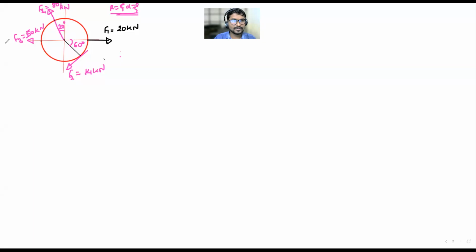So here also we want to calculate the resultant R and the angle alpha. And we know for the R, what is the equation? R equals the root of summation Fx square plus summation Fy square. And for alpha, alpha equals tan inverse of mod of summation Fy upon summation Fx. So for both the cases we'll be required to have summation Fy and summation Fx.